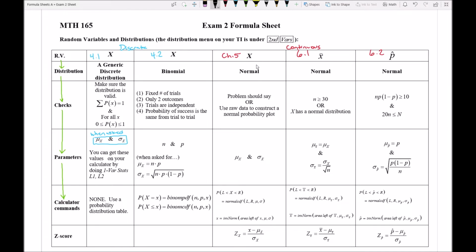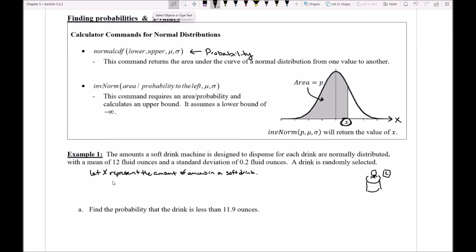Remember that we're working through all of these steps before we ever get down to even touching our calculator. So I'm going to go ahead and continue to write this down. X has a normal distribution with a mean for X being 12 and a standard deviation for X being 0.2.